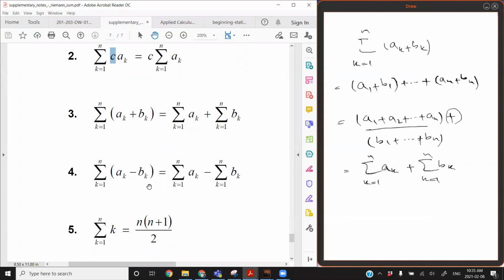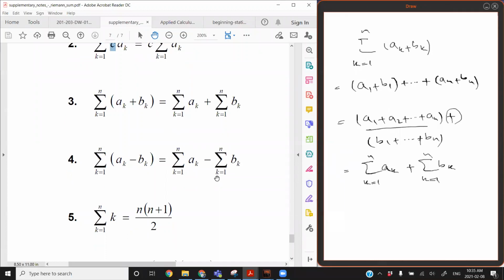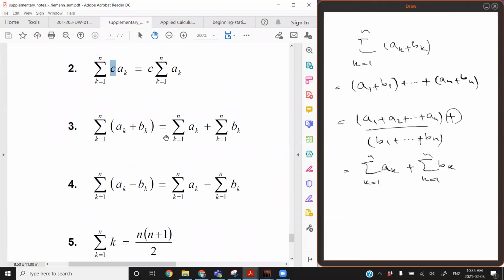Same thing is true if you have a minus, for the same reason. If the first one is a_1 minus b_1, then all the way to a_n minus b_n, you can first add up all the a's and then add up all the b's, and you do all the a's minus all the b's, you get this. Do we understand these properties of sigma? Any questions?